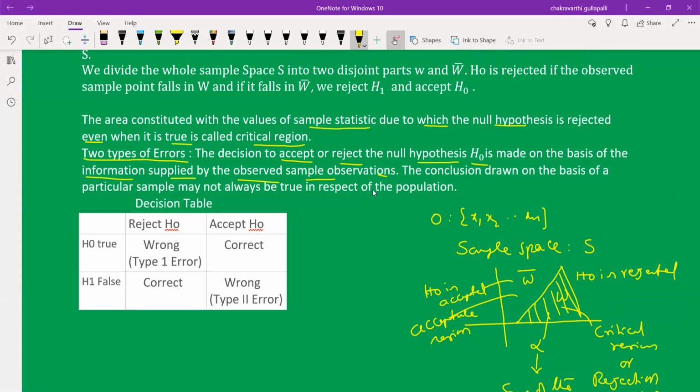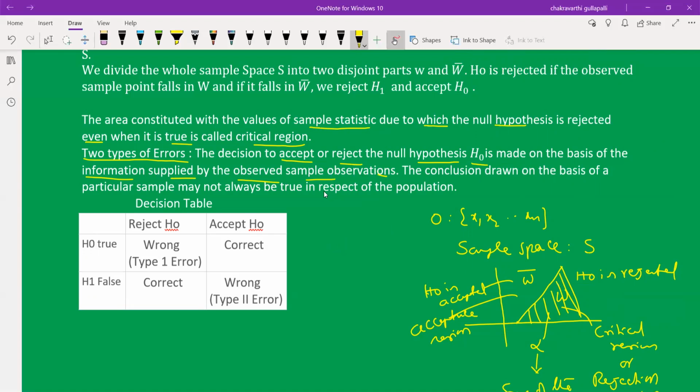So accept H0 is reject H1. So automatically both are dependent concepts here. So reject H0 means accept H1 here. So now you have to take the decision to accept or reject the null hypothesis on the basis of the information supplied by the observed sample observations.